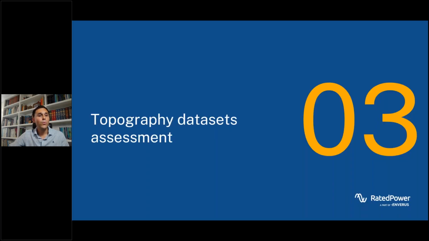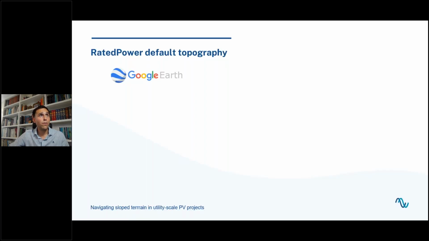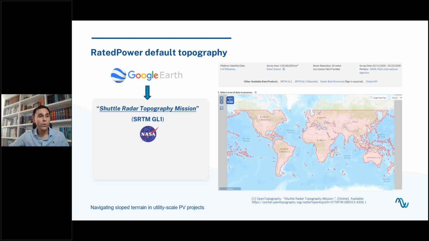So what's the topography database available on the market? First of all, by default, Google Earth is the one used at RatedPower. In particular, RatedPower uses SRTM, which is the Shuttle Radar Topography Mission. And this mission covers 1 arc-second, which is approximately 30 by 30 meters, as I mentioned, and it's covering 80% of Earth's land.